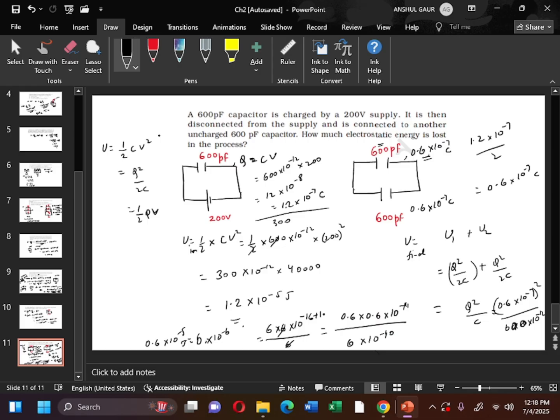Now we have to calculate the change in energy, because this is the amount of the loss in energy. So the loss in energy is equal to the initial energy minus the final energy. So this is equal to 1.2 into 10 to the power minus 5 minus 0.6 into 10 to the power minus 5. So this comes out to be 0.6 into 10 to the power minus 5 joules. So this is the amount of energy which is lost in the process. So this is the final answer, 0.6 into 10 to the power minus 5 joules.